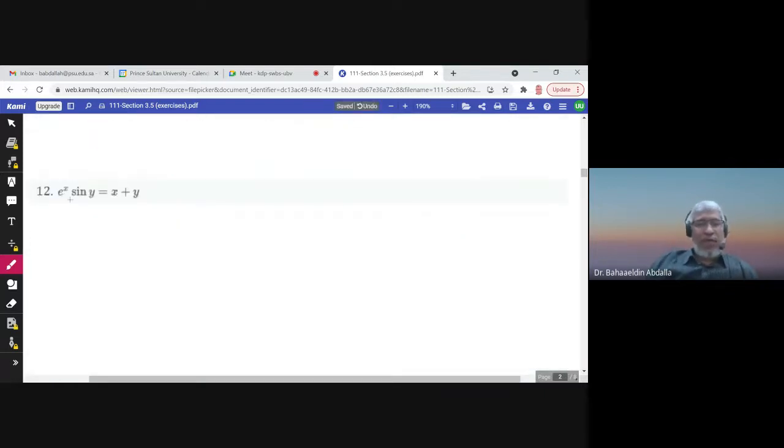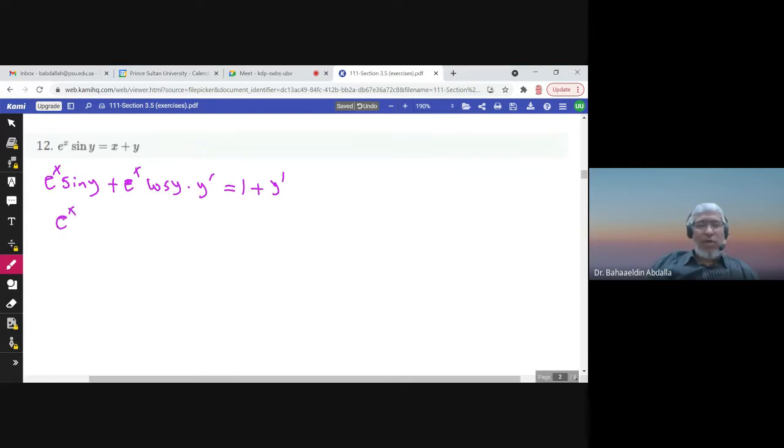I have a product on the left-hand side. Derivative of e^x is e^x times sine y plus e^x times the derivative of sine y, which is cosine y times y prime, because y is a function of x, using the chain rule. Derivative of x is 1, derivative of y is y prime.